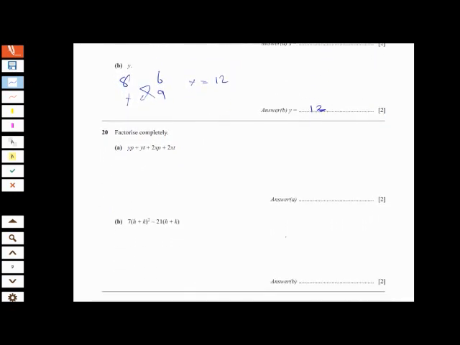Now factorize completely. You take y as a common factor: y times (p plus t). Then you take 2x as a common factor: 2x times (p plus t). And then (p plus t) times (y plus 2x). That's the answer.